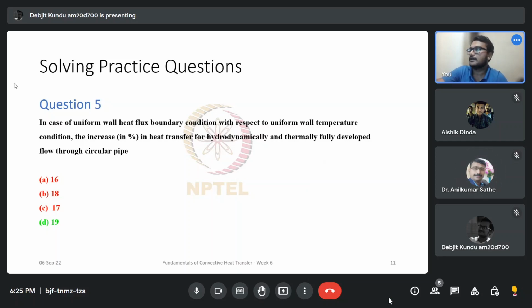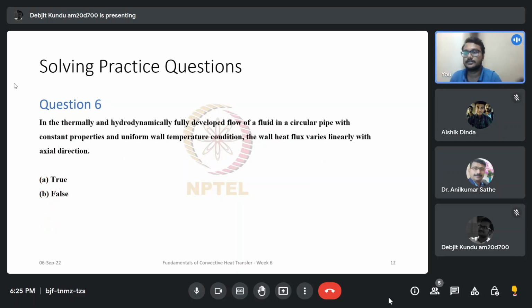So any questions regarding this one? This one was clear, right? Fine. So moving on, we will move on to question number 6, which is: in the thermally and hydrodynamically fully developed flow of a fluid in a circular pipe with constant properties and uniform wall temperature condition, the wall heat flux varies linearly with axial direction. So the case given is the one with uniform wall temperature, and the question asked is whether the wall heat flux varies linearly or not.